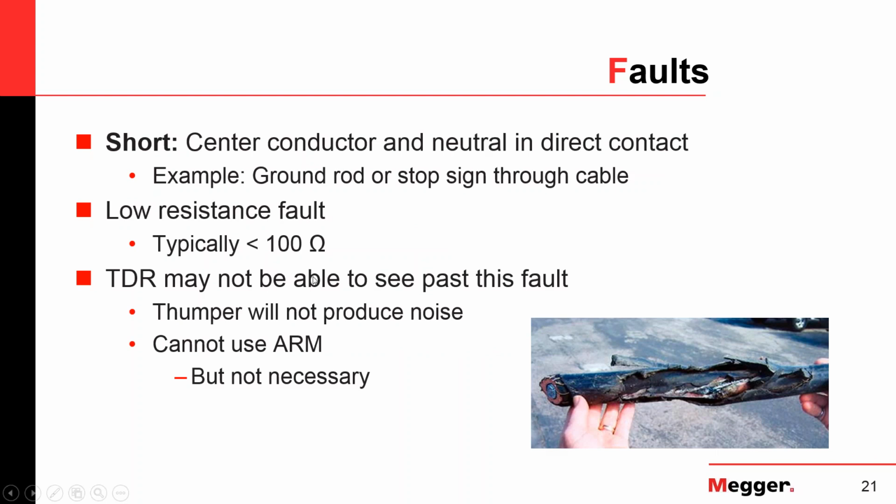And then we have a short. This typically happens when the center conductor and the concentric neutral are in direct contact. This could also be by metal pieces. The example would be somebody installed a ground rod somewhere, or a stop sign was installed, and so they hit a cable. And then, because they go right through the cable, the center conductor and the neutral are touching pretty much. They have an electrical connection. And these are very low resistance faults, 10 ohms, 100 ohms typically.